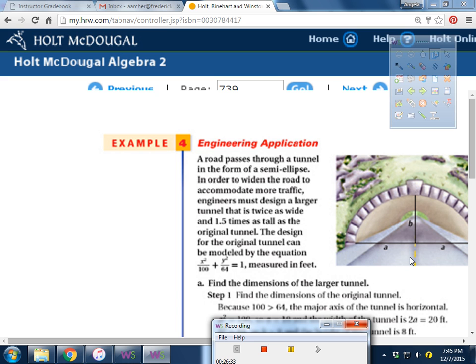Okay, so let's do this word problem. A road passes through a tunnel in the form of a semi-ellipse. So that means it's not a full ellipse, it's just a half. In order to widen the road to accommodate more traffic, engineers must design a larger tunnel that is twice as wide and 1.5 times as tall as the original tunnel. The design for the original tunnel can be modeled by the equation x squared over 100 plus y squared over 64 equals 1, measured in feet. Okay? So we're supposed to find the dimensions of the larger tunnel.